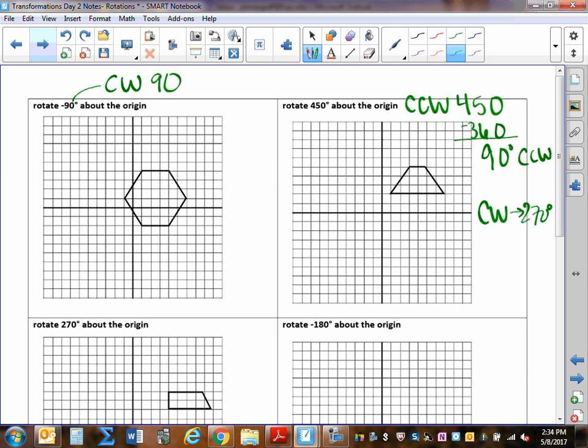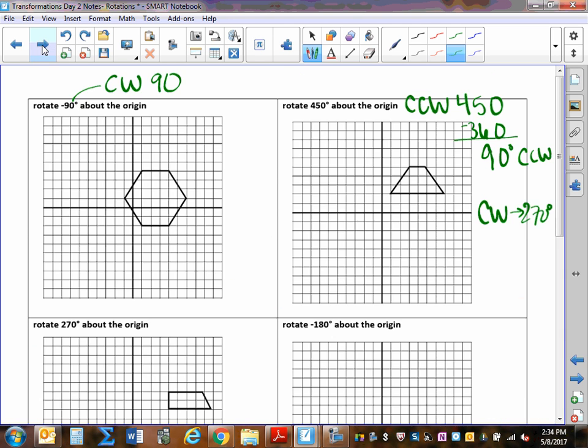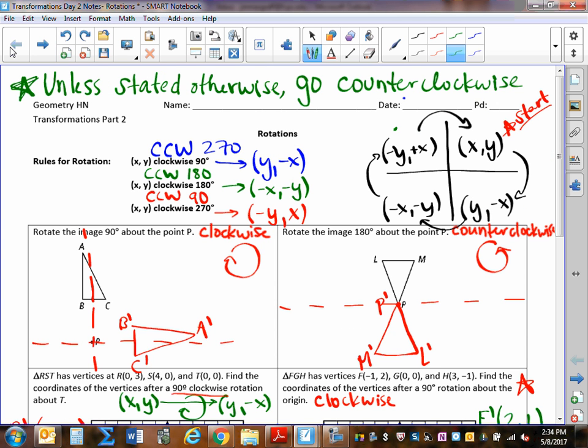So when you use your rules, it's still the same rules that apply. What I like to do is first set up my pattern here, start at my starting point, and then decide, okay, that one wanted counterclockwise 90, so I would use this rule here. If it said, for example, rotate negative 90 about the origin, negative 90 would be clockwise 90, so then I would use this rule here. So you can use visualization, this pattern, the rules, whatever you prefer.